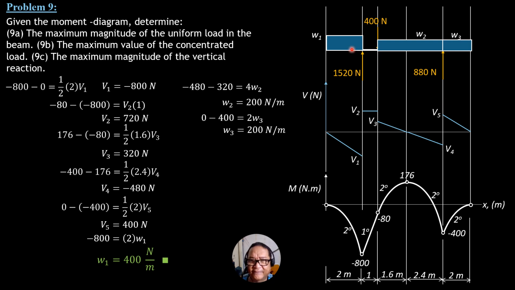So from there, we have now the load diagram, because the shear here is 0. Then we can now answer the questions. Maximum value of the concentrated load is 400 newtons, and the maximum magnitude of the vertical reaction is 1520. So Pmax is 400 newtons downward, and maximum reaction is 1520 newtons upward. So that's it for this problem.